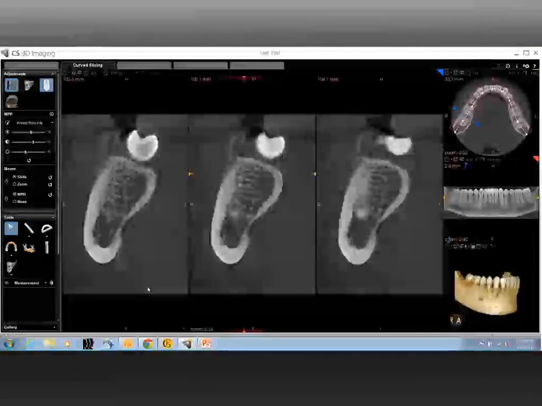So are there other relevant structures that have to be evaluated in this time now for endodontic purposes?